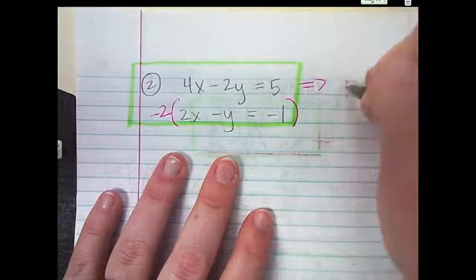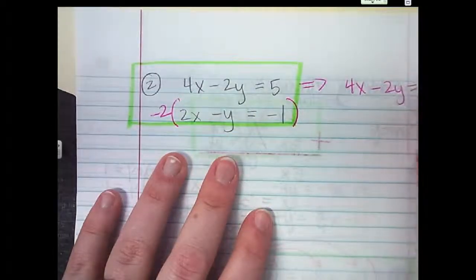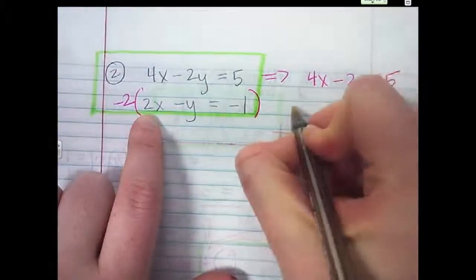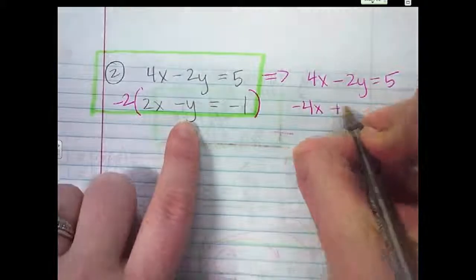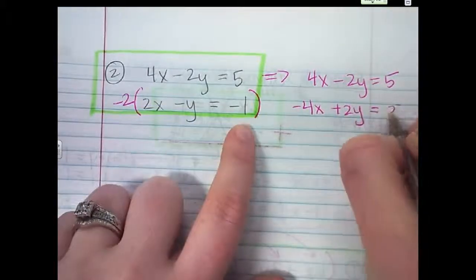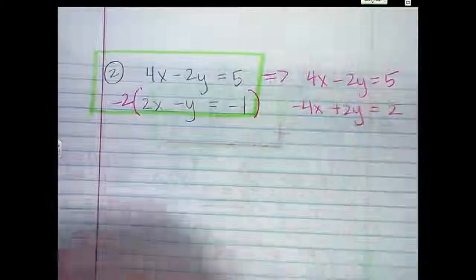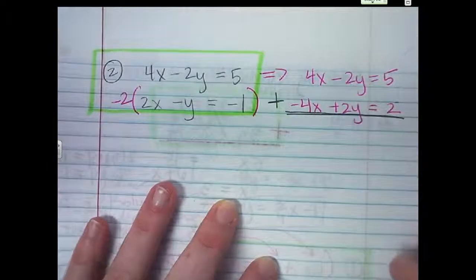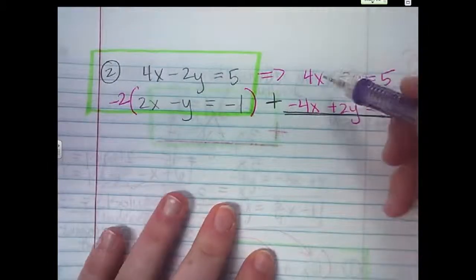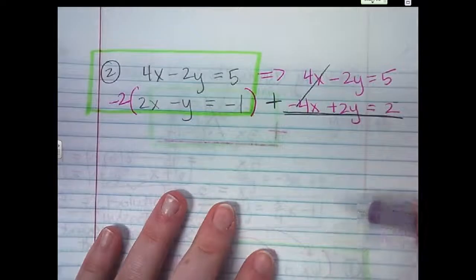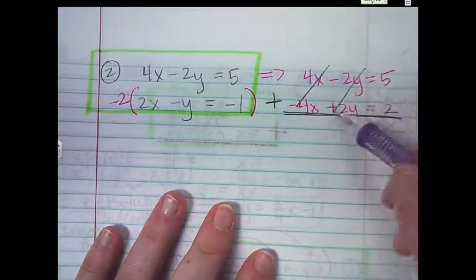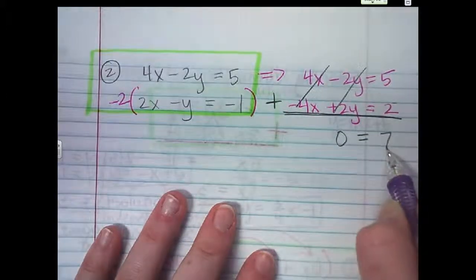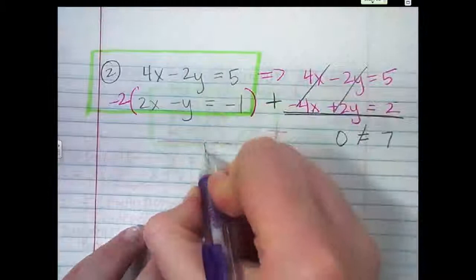So this one stays the same, 4x. Guys, pay attention here. They both cancel now. So this one becomes, make sure you multiply all the way across, negative 4x plus 2y equals positive 2. So when I add down, 4x minus 4x is nothing. Negative 2y plus 2y is nothing. What's on the left side? 0 equals what? 7. Good, no solution, because that is not true.